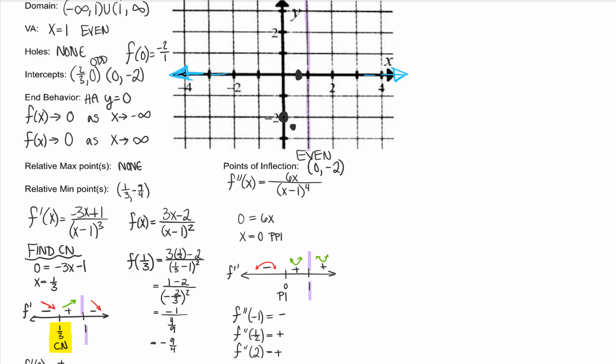Use the f prime and f prime prime number lines to help you connect the points and understand the curve of the graph. So first of all, from -infinity to 1/3, we are going to be decreasing, but we're only going to be concave down from -infinity to 0. So decreasing and concave down is my first part. Then in between 0 and 1/3 will be concave up, but still decreasing. In between 1/3 and 1, we are increasing and concave up.